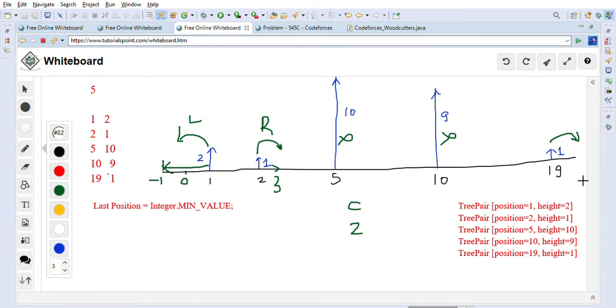As I already mentioned, the last tree we can always fall, irrespective of what trees are there. Why? Because we can always fall this tree on the right side. There is nothing on the right side. So even if it is a very tall tree, we can still fall it on the right side. So this is +1, so the total is 3.